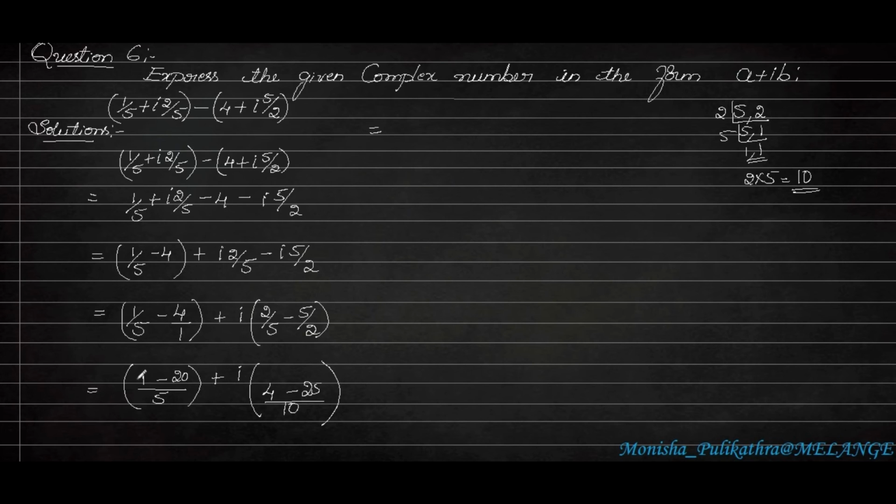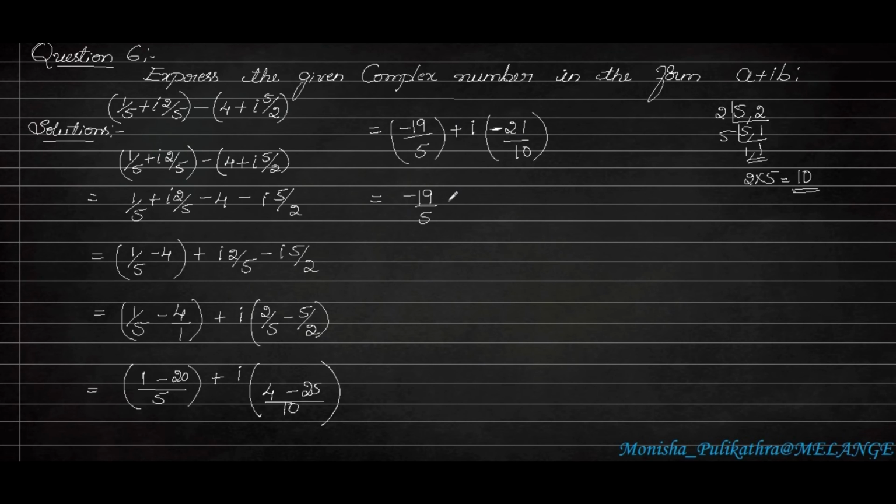So next is 1 minus 20, or 20 minus 1 is 19. So the larger number is 20 and the sign is minus here. So minus 19 whole divided by 5, plus i written down as it is. Here 25 minus 4 is 21. Since the larger number has a minus sign, retain that minus sign here, whole divided by 10.